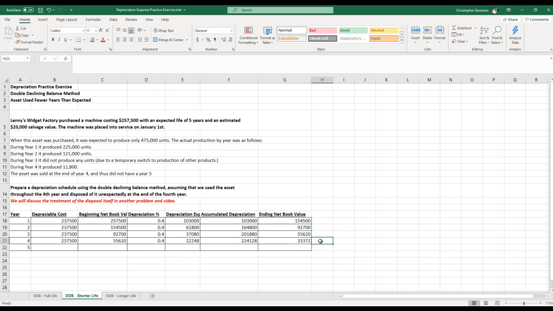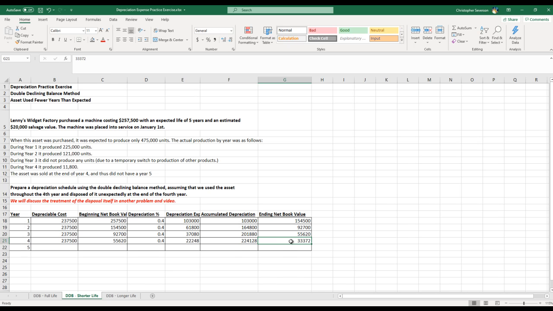What'll happen is we basically end the depreciation right here in this situation, and then when we sell the asset, we're going to have a gain or loss depending on how much we sell the asset for. If we sell the asset for $40,000, we're going to have a gain. If we sell it for $30,000, which is less than this ending net book value, we're going to have a loss. So that's the situation here.